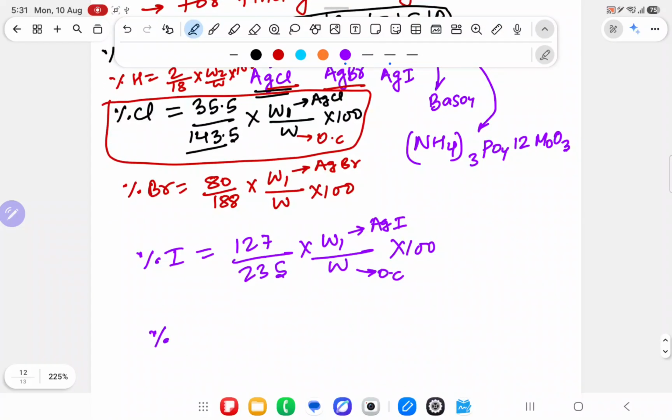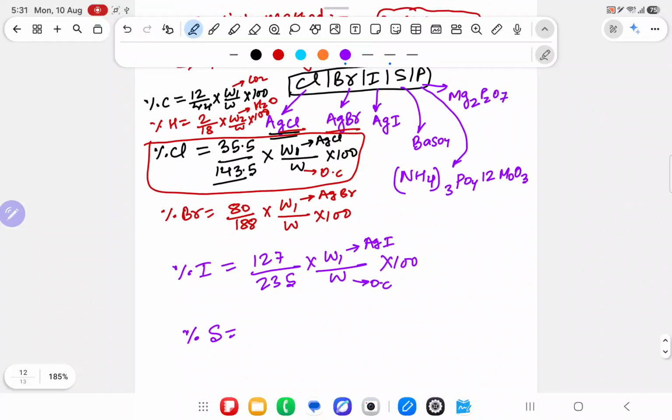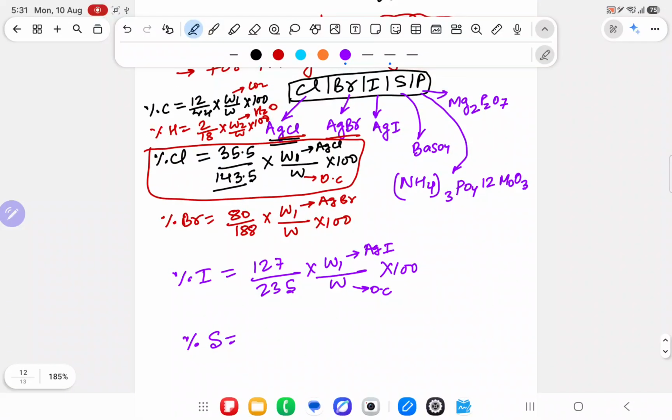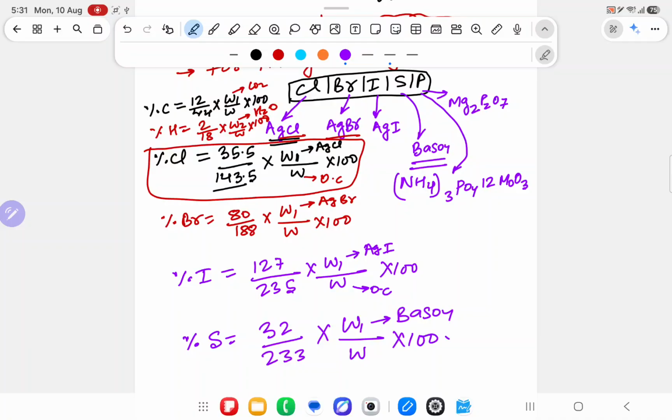If I have to find the percentage of sulfur, what will I do? I will write the weight of sulfur. What is the weight of sulfur, sir? 32, sir. Now what is coming? BaSO4. So what is the weight of BaSO4? 233 into the given weight of BaSO4, by the weight of organic compound into 100. That's it. 32 by 233 into W1 by W. W1 is the given weight of BaSO4, W is the weight of organic compound.